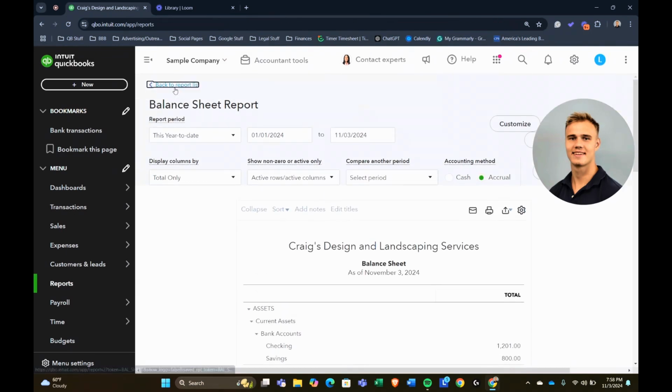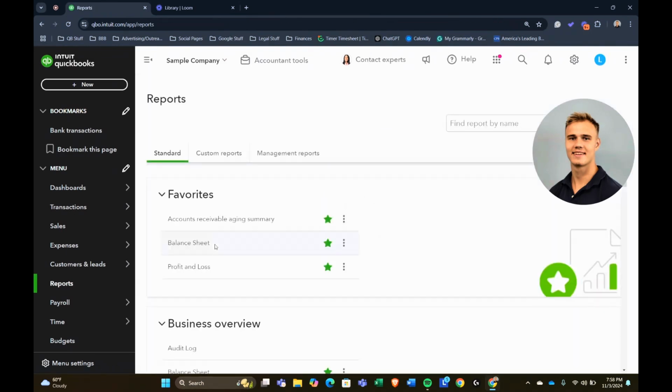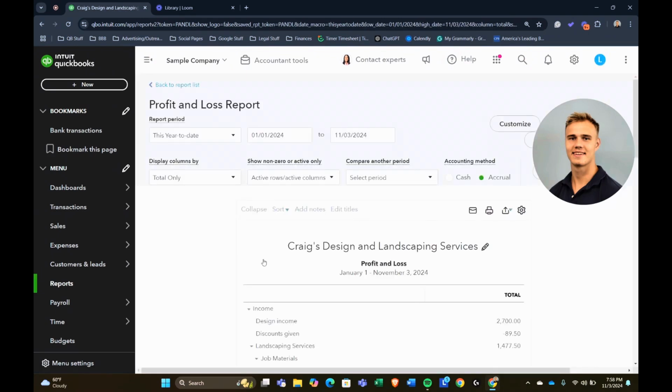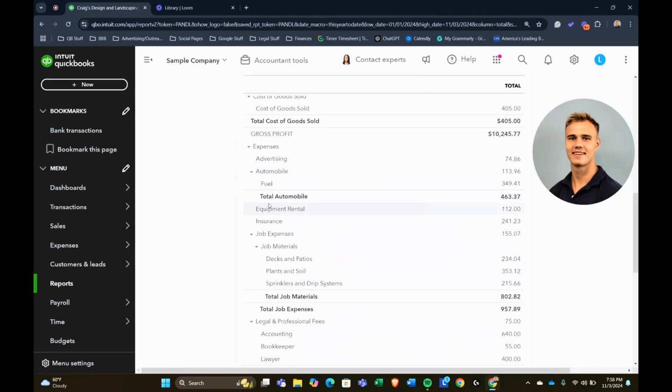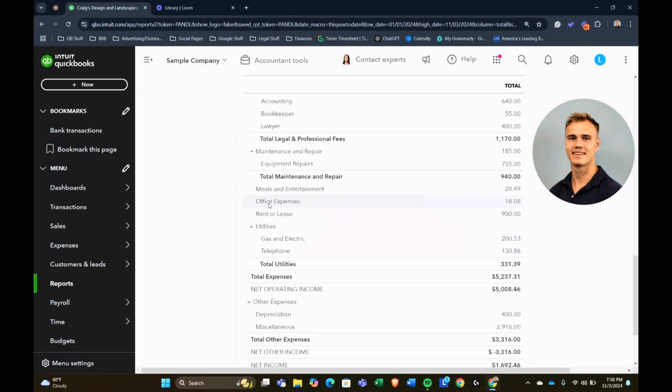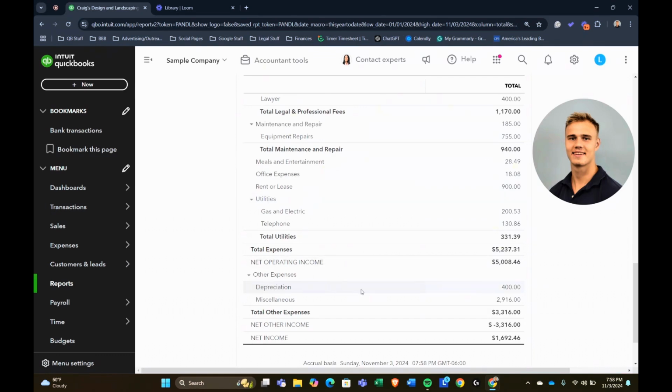Now, if we go to the profit and loss statement and scroll down to our expenses, we can actually find that depreciation expense that we just entered under other expenses, depreciation for $400, which also makes sense because we just entered that in at $400.